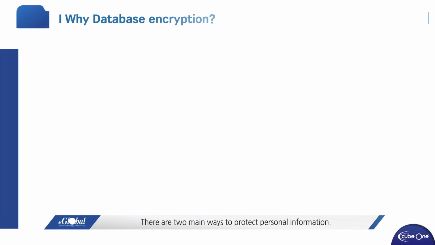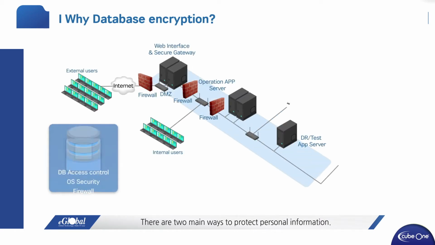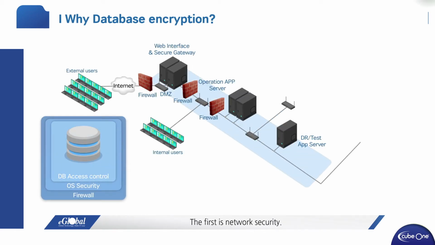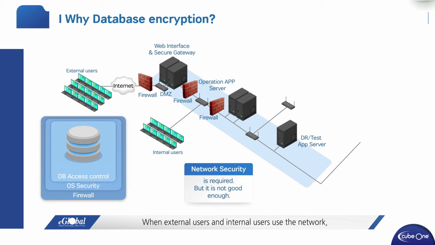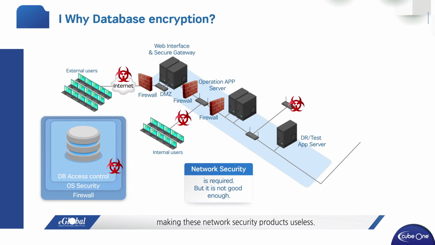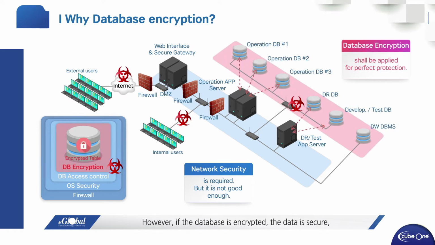There are two main ways to protect personal information. The first is network security. When external users and internal users use the network, only authorized users are allowed. However, these days, hackers' skills continue to increase, making these network security products useless. However, if the database is encrypted, the data is secure because even if hackers steal data, they cannot decrypt it. Therefore, database encryption is the ultimate way to protect sensitive personal information.